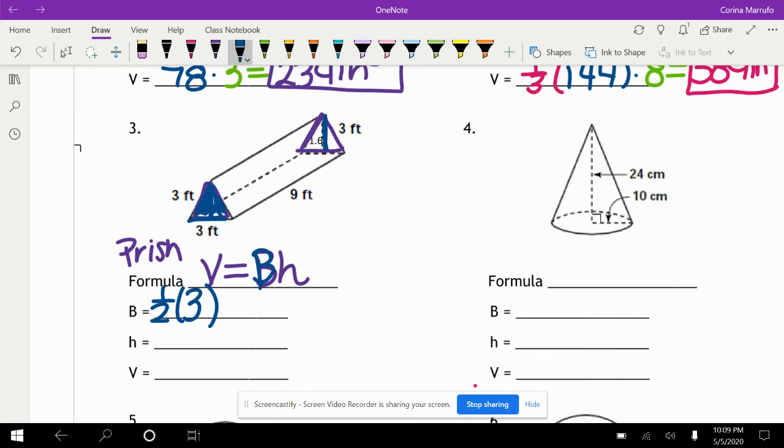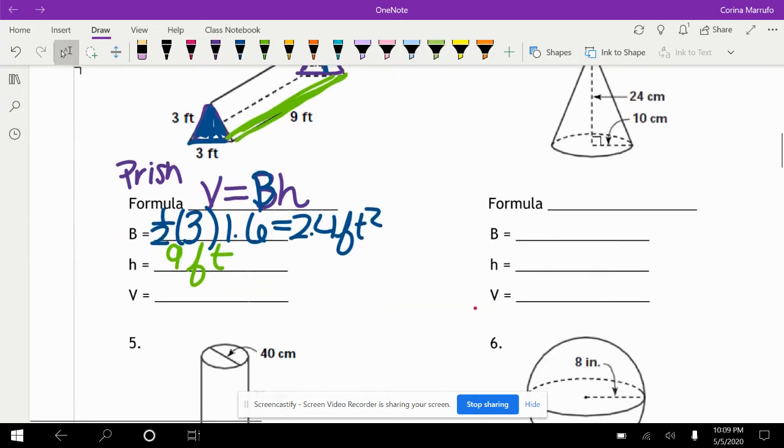And then I need to figure out how tall this little triangle is. So it tells us over here that it is 1.6. And I'm going to go ahead and plug that into my calculator. So 1/2 times 3 times 1.6, and that gives me 2.4. And my units here are feet, and then square. Then my height. So I have to imagine if I were to stand this on its base, this is how tall my figure would be. So that would be 9 feet.